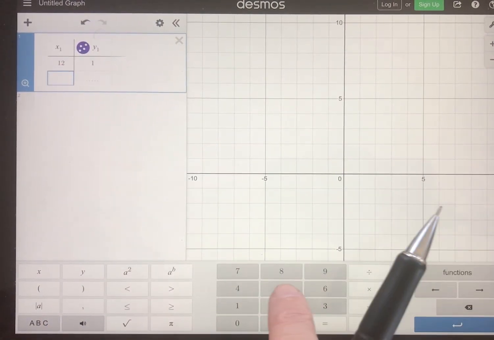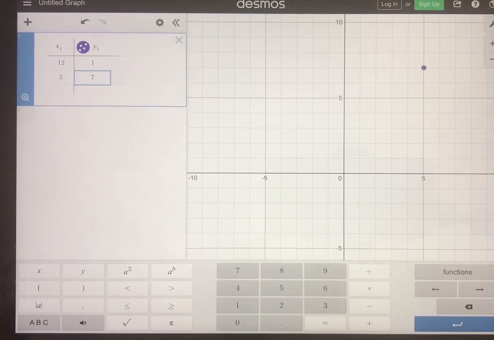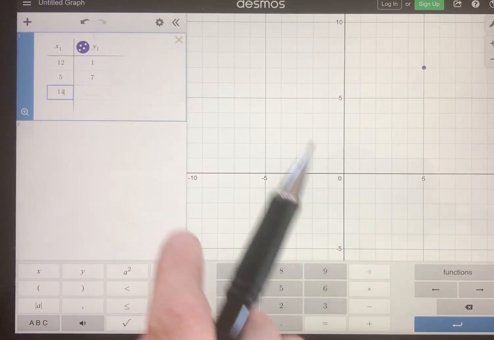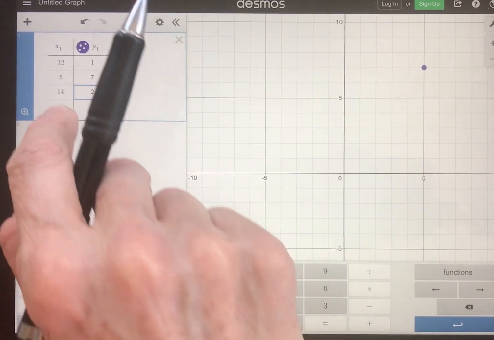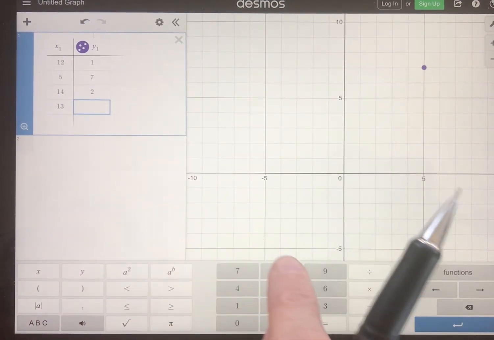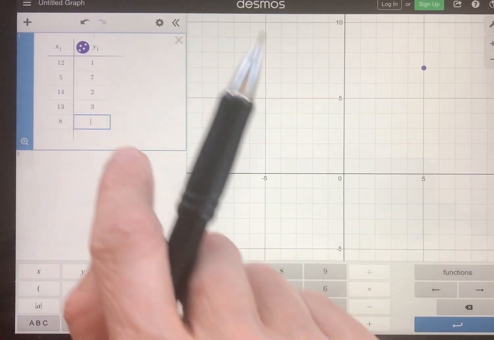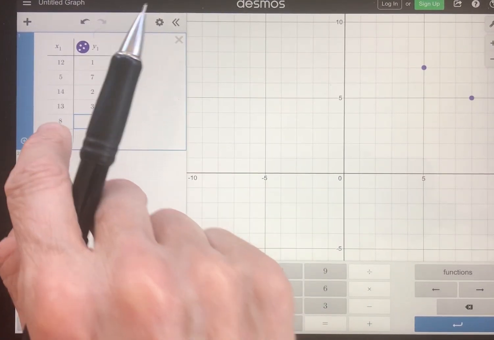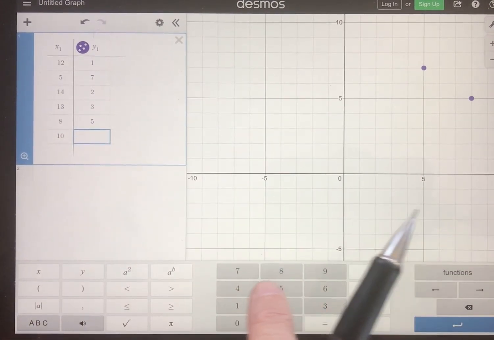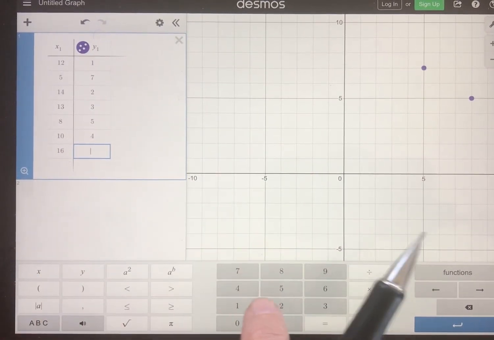Okay, B had 5 years of education and a score of 7 on the prejudice test, a higher score. Let's see here. Person C had 14 years of education and scored a 2 on the prejudice test. Person D, 13 years of education with a score of 3. Person E, 8 years of education with a score of 5. Person F, 10 years of education with a score of 4. G, 16 years of education with a score of 1.